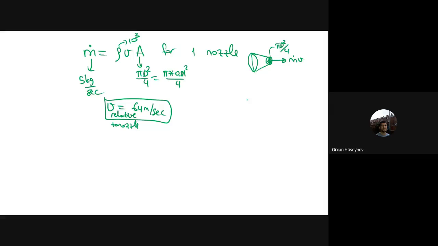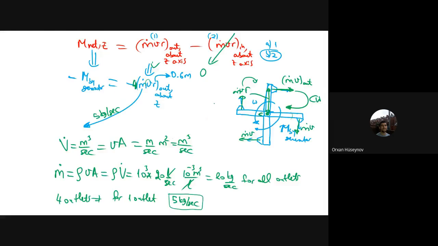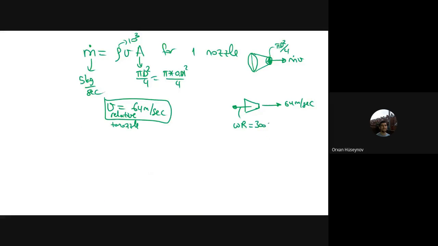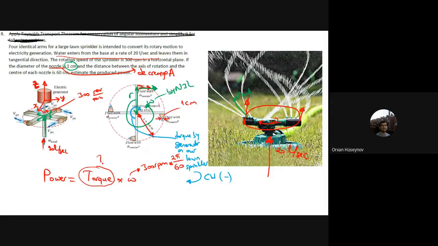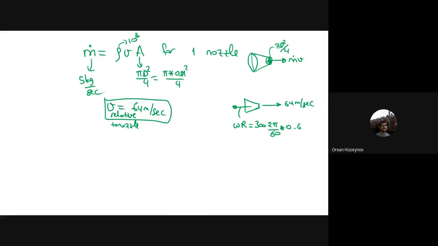If I go back to here, this is my nozzle. From that nozzle, I have a velocity of 64 meters per second. But at the same time, this nozzle moves to the left with a speed of omega times r. Omega in the question is 300 RPM. It's 300 multiplied by 2 pi divided by 60, and the radius is 0.6 meters. Therefore this makes 20 meters per second.